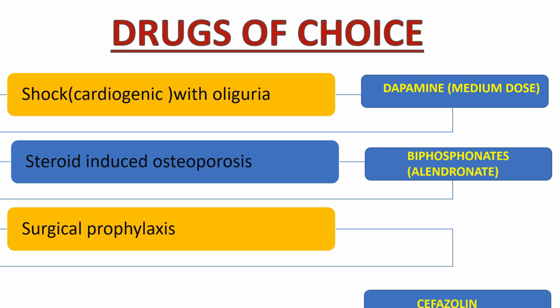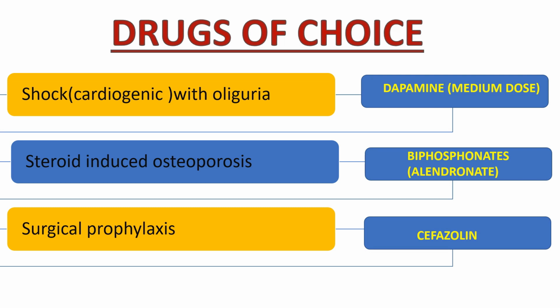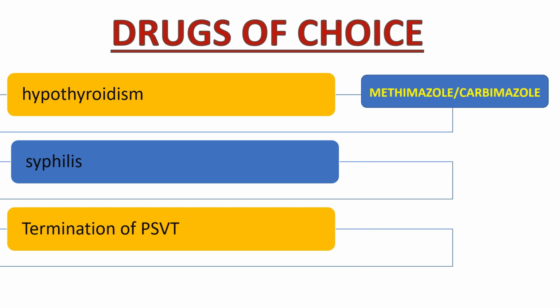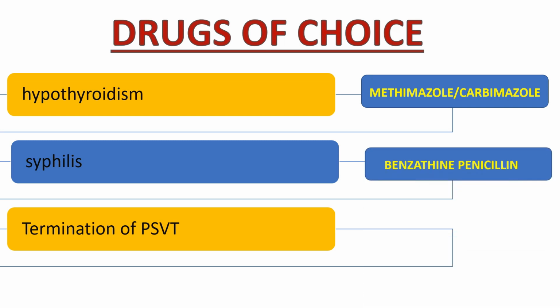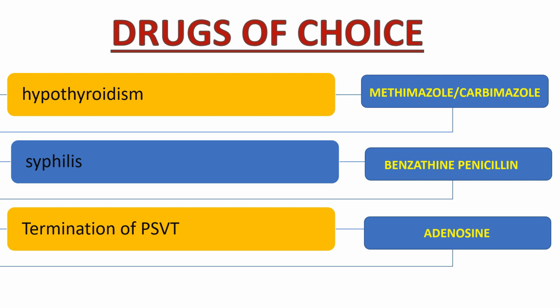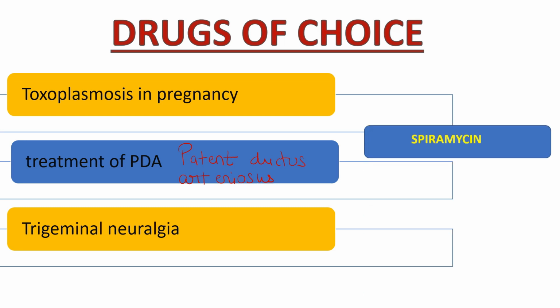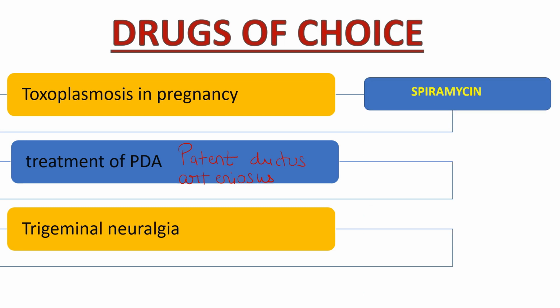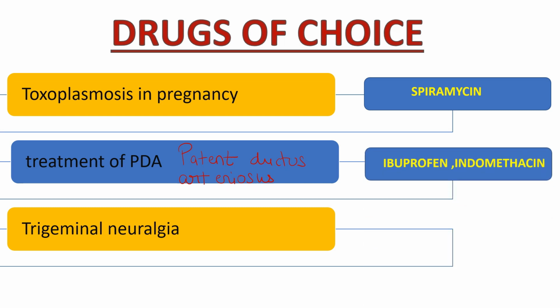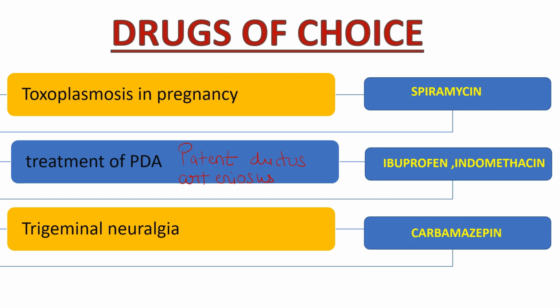And for surgical prophylaxis, we will be using cefazolin. For hyperthyroidism, we will be using methimazole or carbimazole. For syphilis, we will be using benzathine penicillin. For termination of PSVT, we will be using adenosine. For toxoplasmosis in pregnancy, the drug of choice will be spiramycin. For treatment of PDA, that is patent ductus arteriosus, we will be using ibuprofen or indomethacin. And for trigeminal neuralgia, the drug of choice will be carbamazepine.